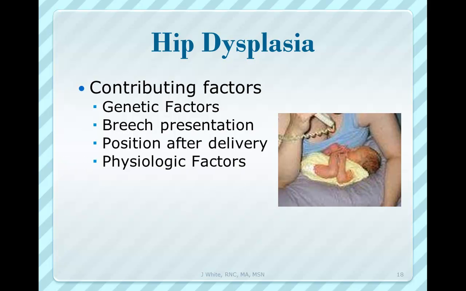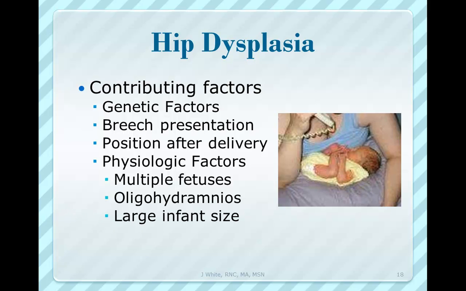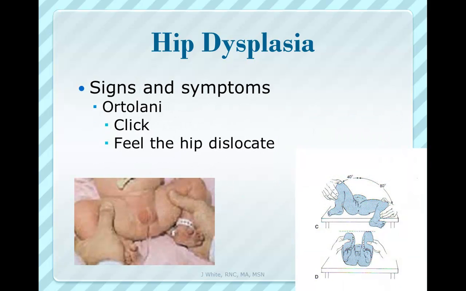And then physiologic factors, again related to position in utero and the lack of the ability to exercise. Multiple fetuses, it's too crowded in there to exercise, to flex and extend those hips. Oligohydramnios, insufficient amniotic fluid, makes it more crowded in there. And a large infant, all of it's the same thing. The crowding prevents the exercising of these hips.